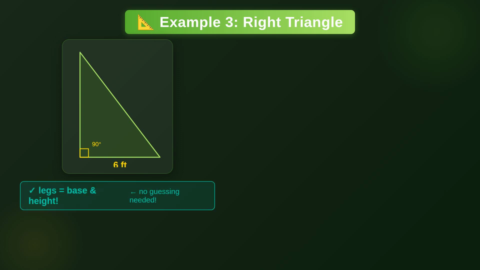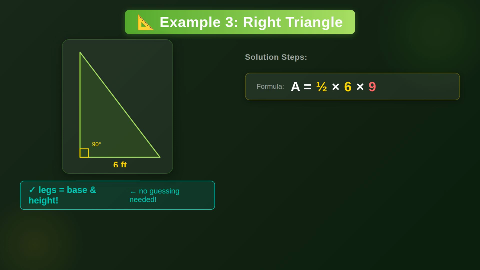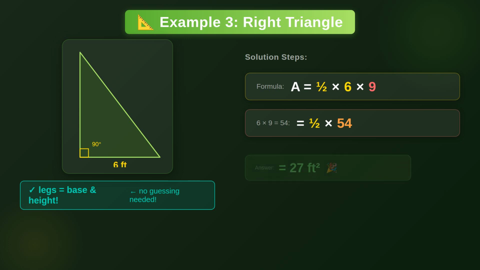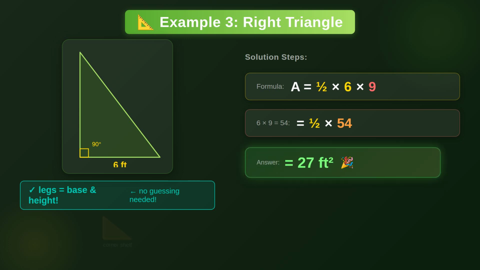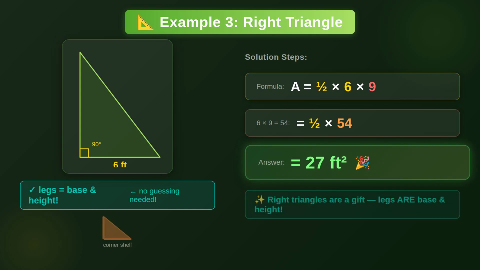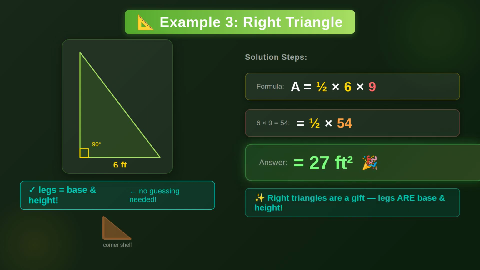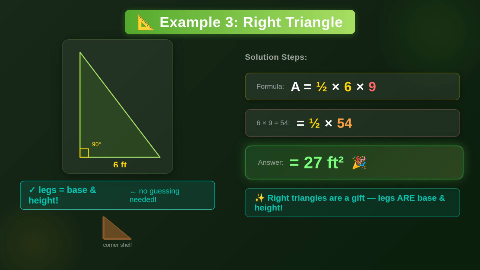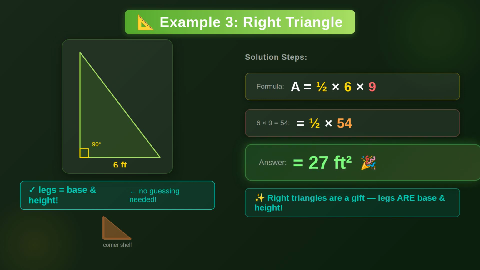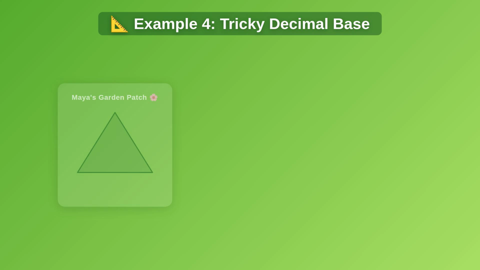Right triangles are actually the easiest kind. Maya's brother is fixing a triangular corner shelf. It's a right triangle with legs of 6 feet and 9 feet. For a right triangle, the 2 perpendicular legs are the base and the height. No guessing needed. So, area equals 1/2 times 6 times 9. Multiply 6 times 9, that's 54. Then 1/2 of 54 is 27. The shelf area is 27 square feet. See how the right angle makes it super simple? Right triangles are a gift.